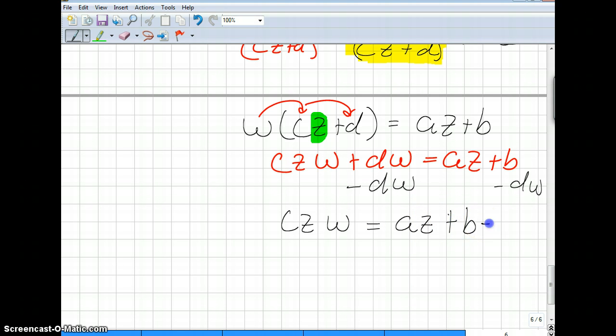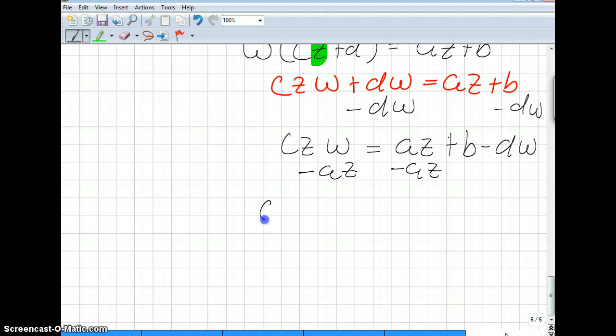plus B minus DW. Now I want to move this AZ to the other side. So I'm going to subtract AZ from both sides. Well, that looks pretty ugly, doesn't it? Let me rewrite that, AZ. Okay? So I get CZW minus AZ equals B minus DW.